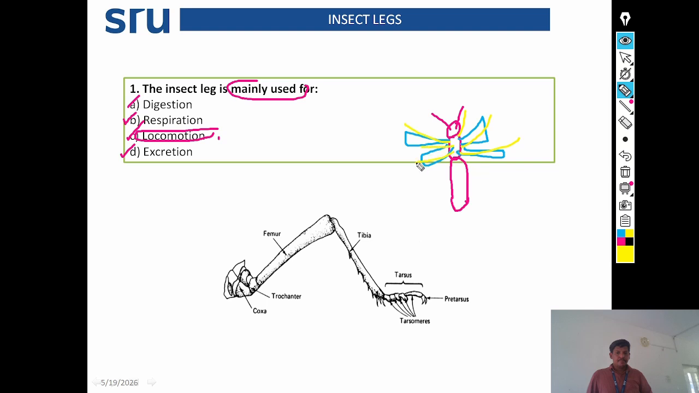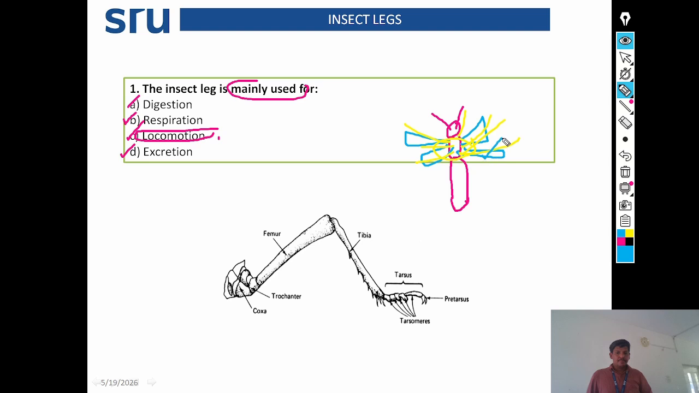So, due to the presence of wings that are useful for flight and legs that are useful for locomotion, that is for walking or jumping, that's why we are calling the thoracic region the locomotory part of the insect body. Thorax region is mainly concerned with locomotion in insect.